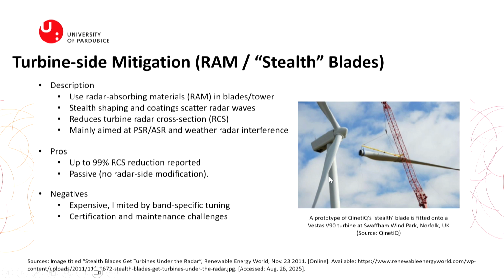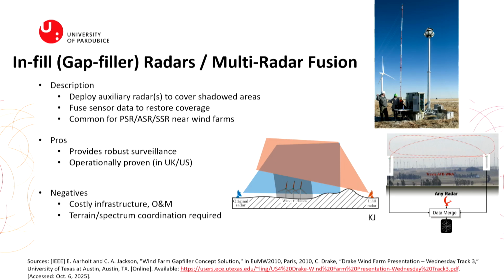And of course, imagine that if you want to do it for a wind turbine that is already standing, you need to unmount everything, cover it with paint and just mount it back. So it is not possible. It is clear. So that is a turbine side mitigation technique.